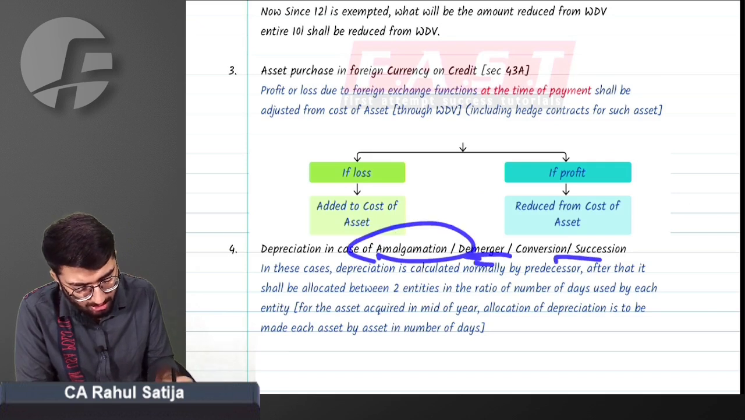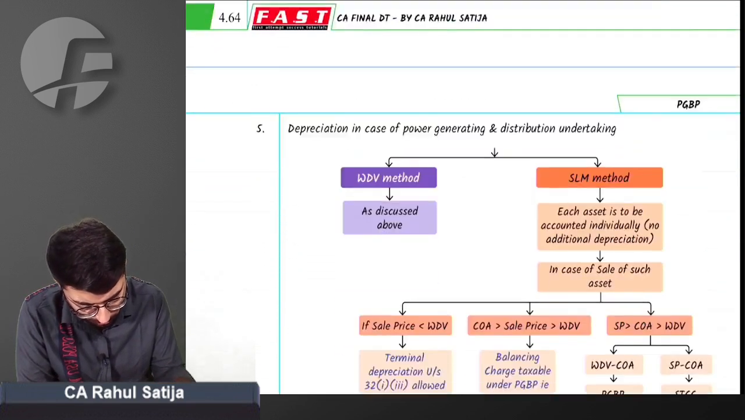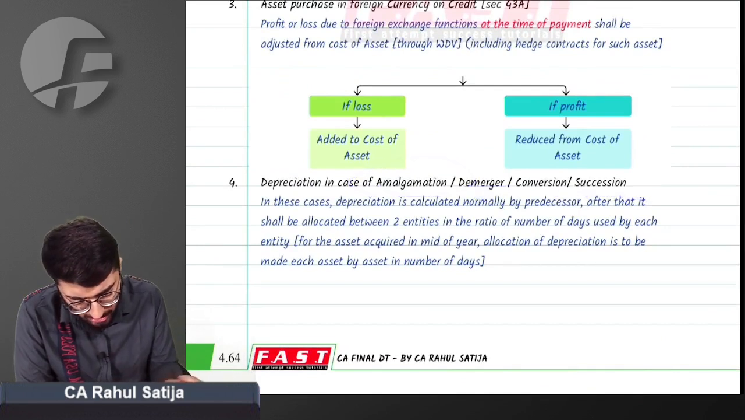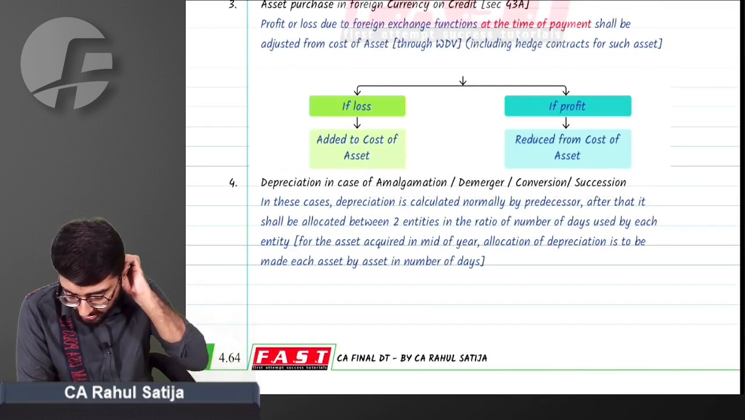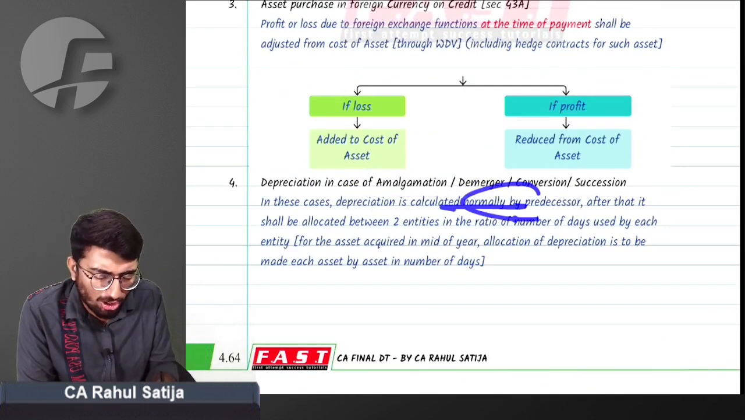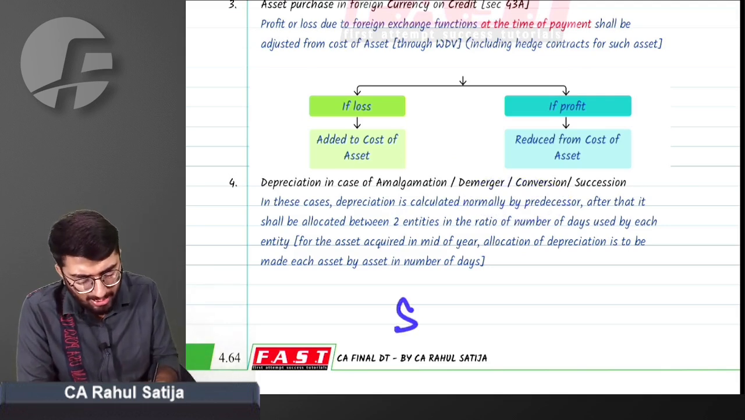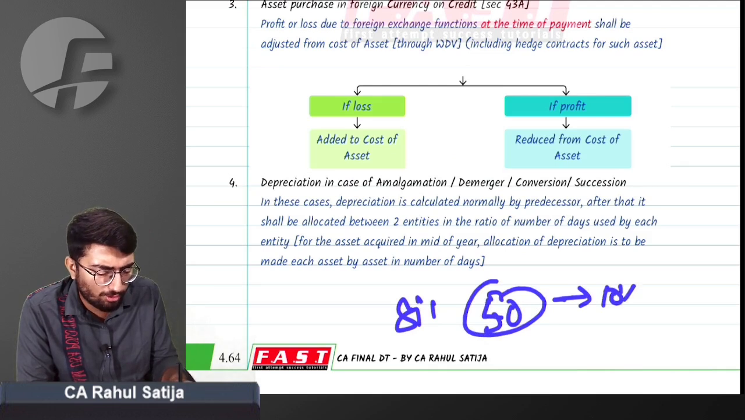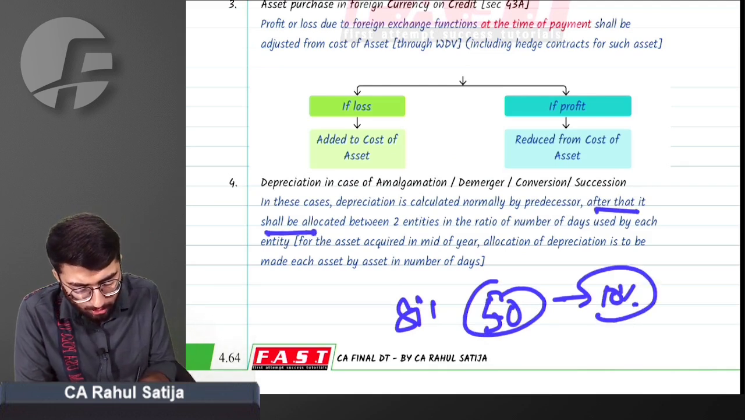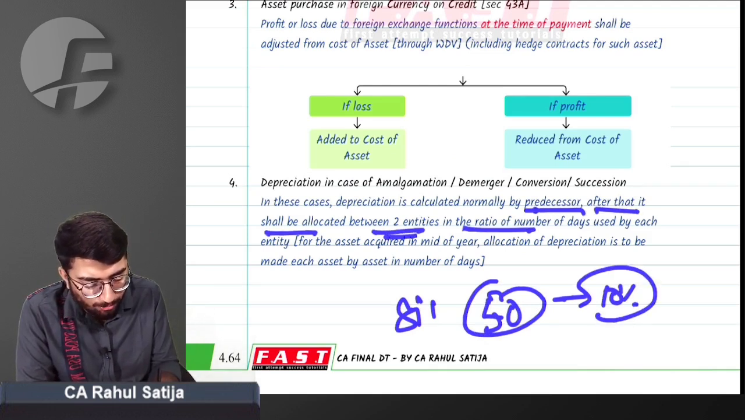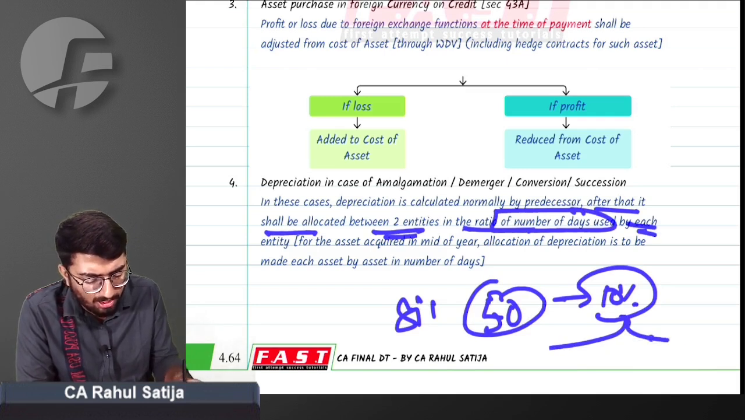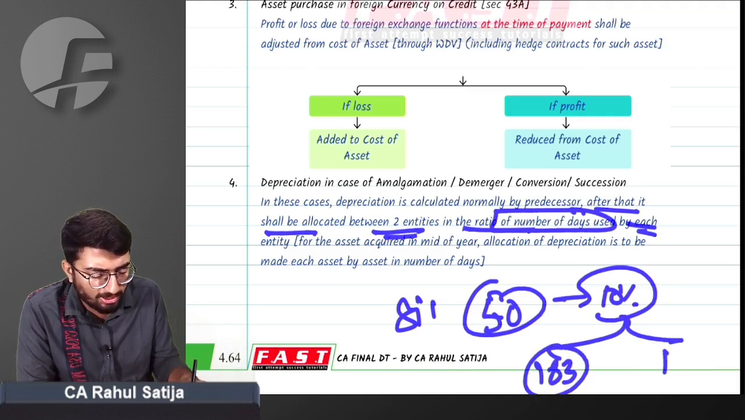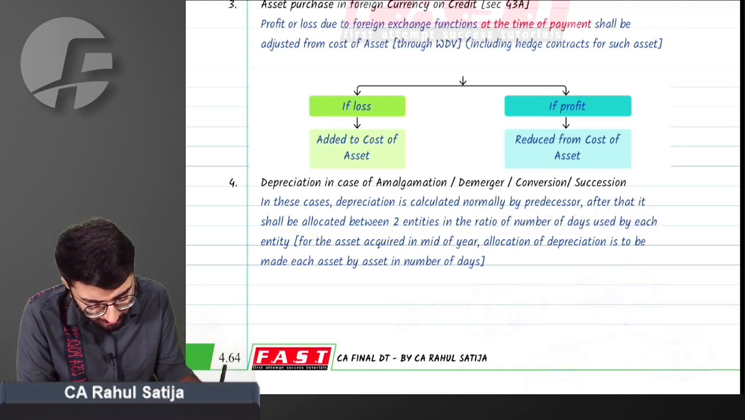Depreciation in case of amalgamation, demerger, succession. What this provision says, sir, is that in these cases depreciation is calculated normally. Sir, normally, as I told you, for Sai Limited, whatever the value was, 50 lakh, calculate 10% depreciation for a year, and then allocate it between two entities in the ratio of the number of days used by such assets. For example, sir, 183 days were used by Sai Limited and 182 days were used by Sheedy Limited.